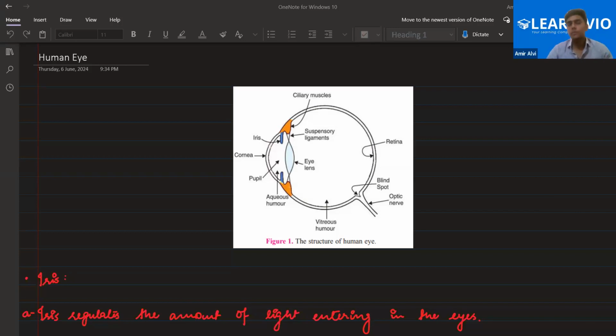So the chapter that we are going to discuss is the human eye. The human eye is the second chapter, basically related to the light chapter. In this chapter, we are going to discuss the different phenomena, the function of the human eye, defects of vision, and all the things. The first thing that we are going to discuss in this chapter is the human eye, the function.